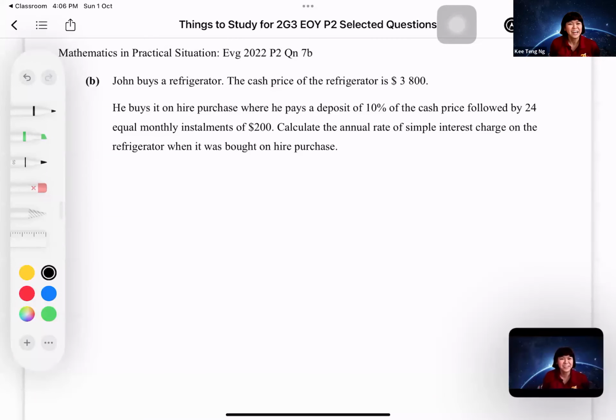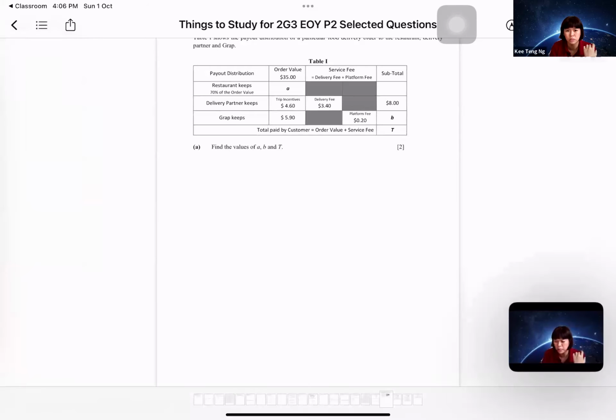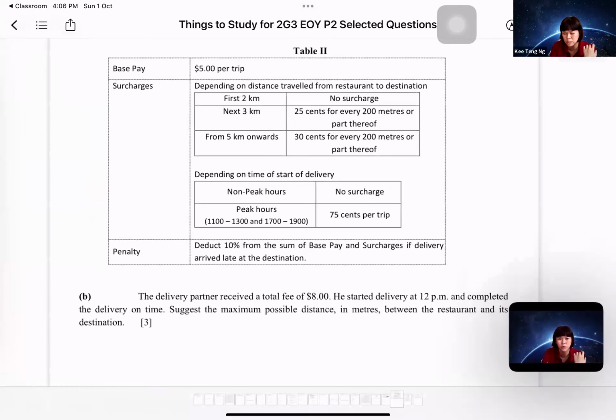All right. Mathematics in practical situation. There are a few types. Number one is to calculate the simple interest, hire purchase, percentage discount, and things like that. The second type of practical situation will be the type that is in all the tables form. The one that looks like this, this kind, all the table form. I'll go through this tonight.